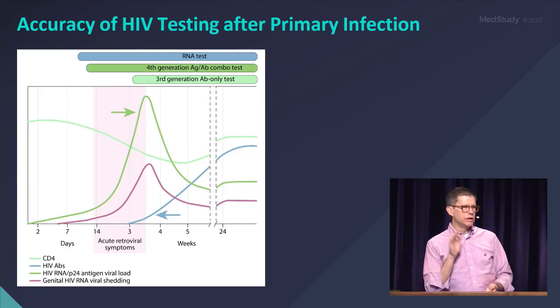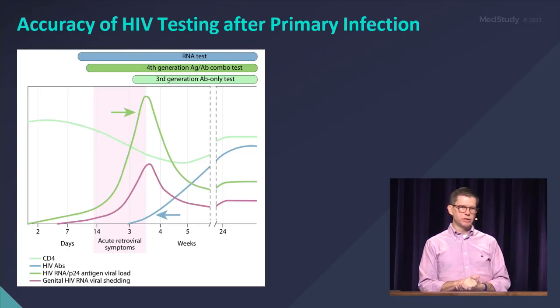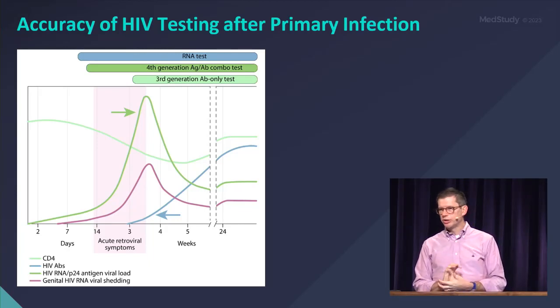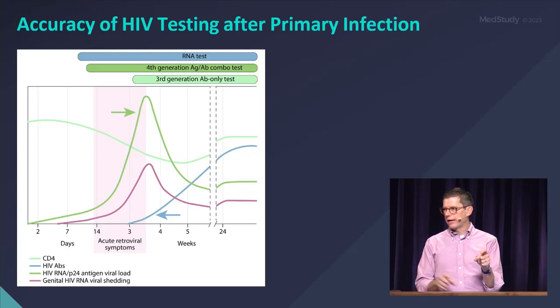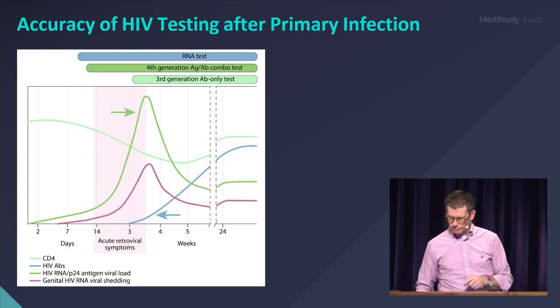So for neonates, we do PCR because mom transmits IgG to baby, which is protective. But for kids, usually 2 years and up, we will do antigen antibody testing. Antigen looks for the virus itself, and antibody looks for the immune response to it.